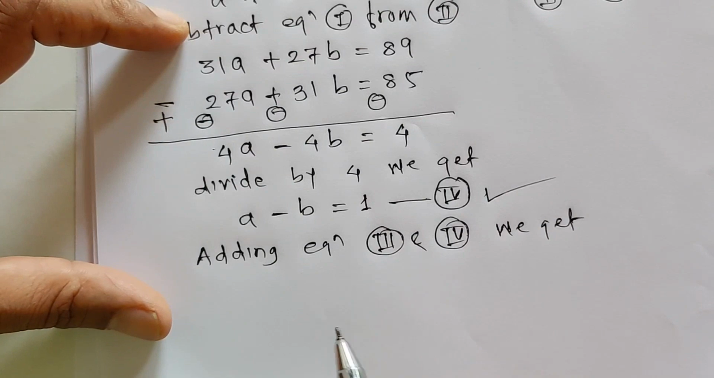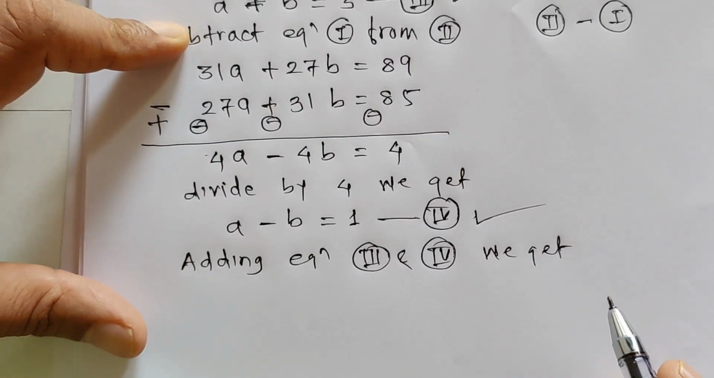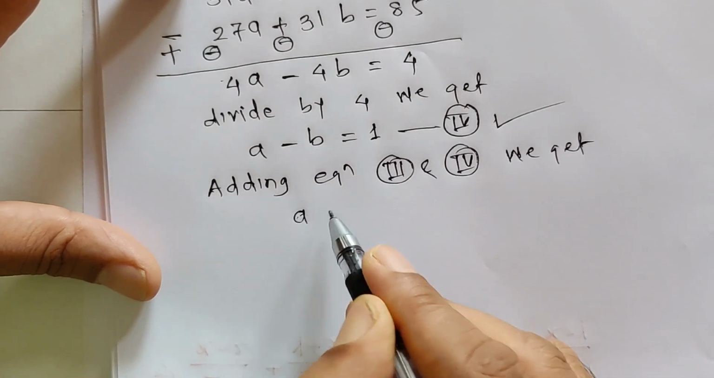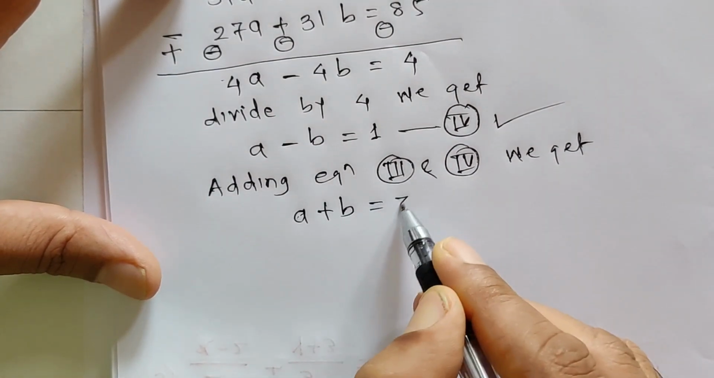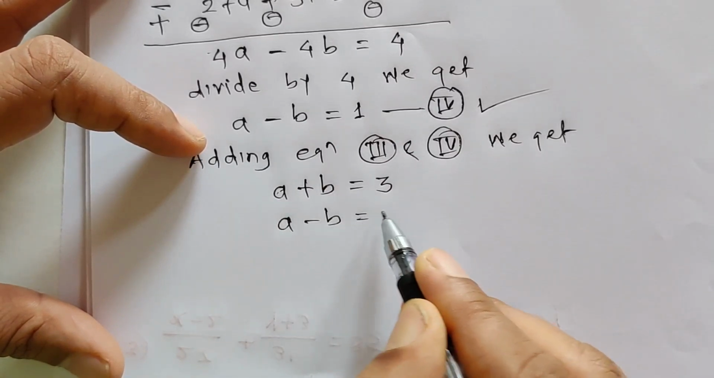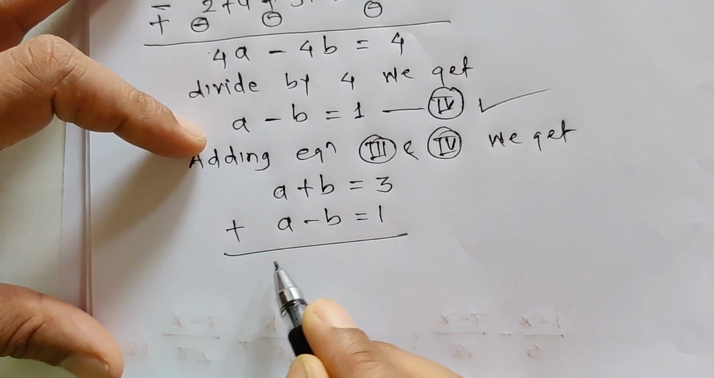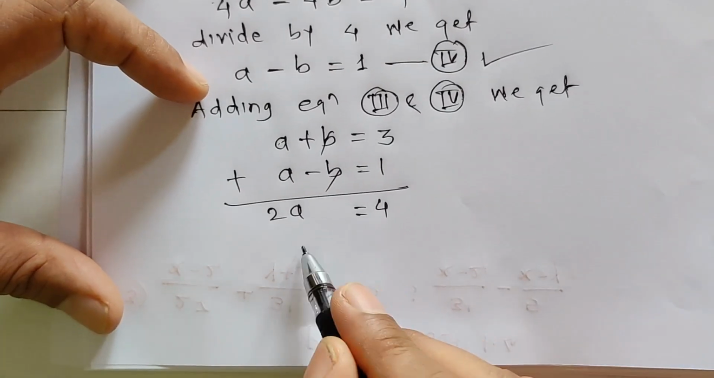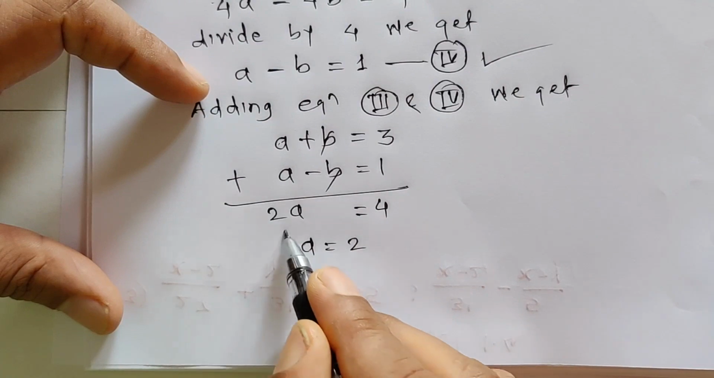Third one is here, a plus b is equal to 3, and fourth one is here, a minus b is equal to 1. So add: 2a, b gets cancelled, is equal to 4. So we get a is equal to 2.